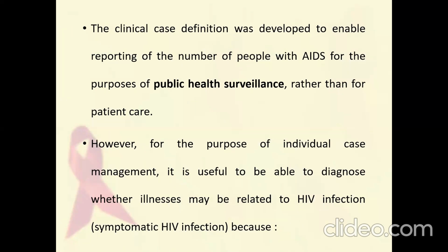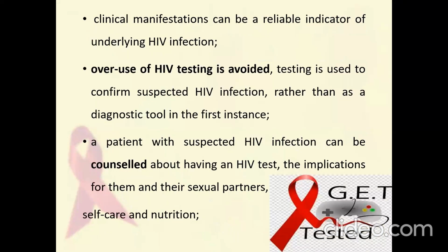However, for the purpose of individual case management, it is useful to be able to diagnose whether illness is related to HIV infection, that is symptomatic HIV infection, because clinical manifestation can be reliable indicator of underlying HIV infection. Overuse of HIV testing is avoided. Testing is used to confirm suspected HIV infection rather than as a diagnostic tool for the first instance.